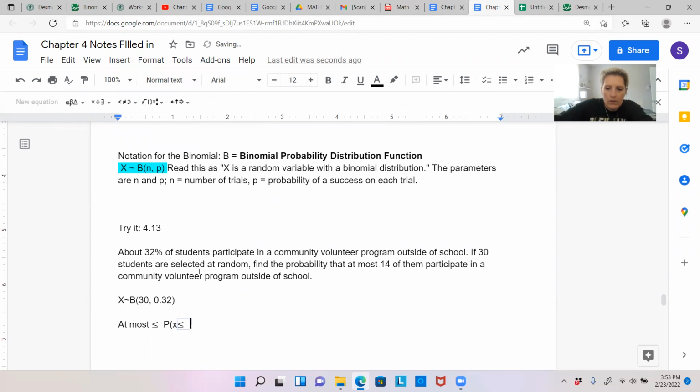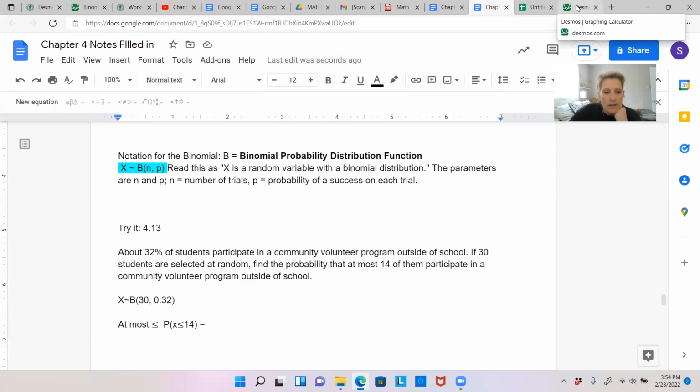Less than or equal to 14. Okay, so at most means I could have none of them, none of the 30 that participate and volunteer, one of the 30, or up to 14 of the 30, 14 of the students that volunteer.